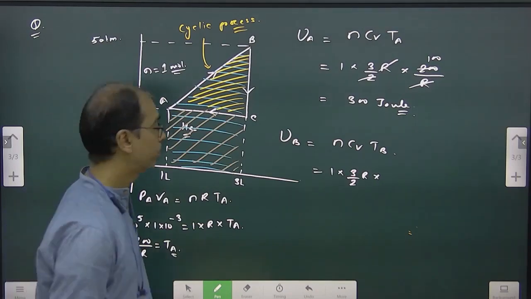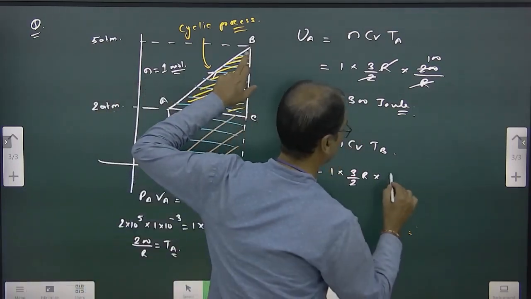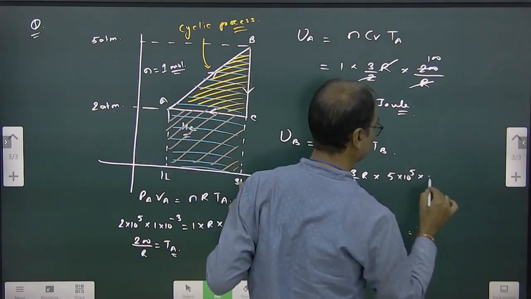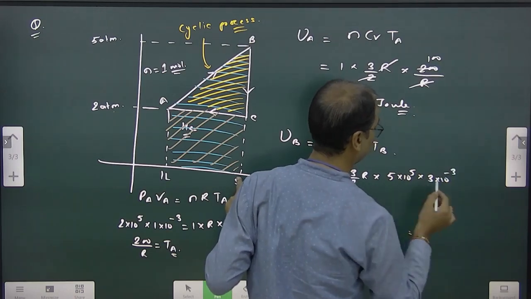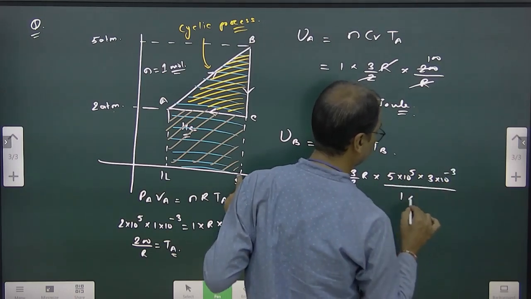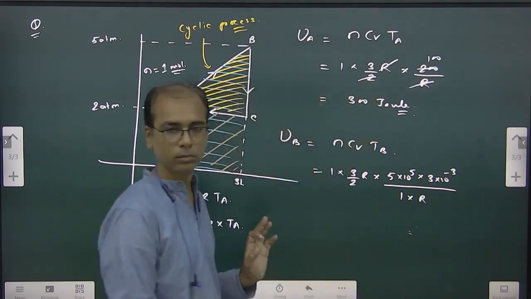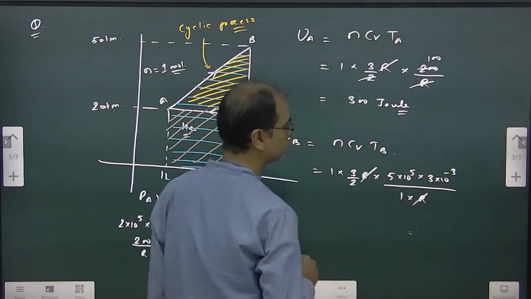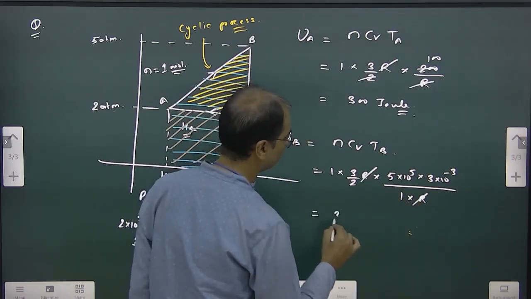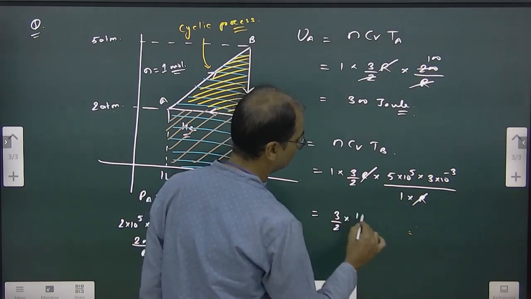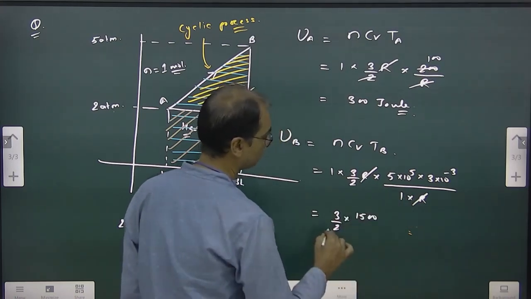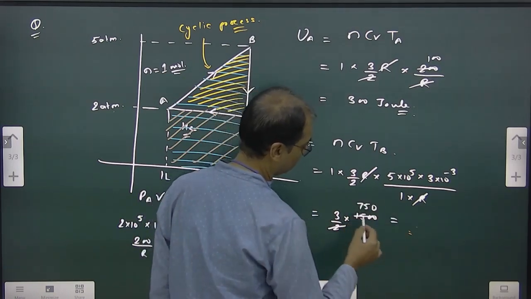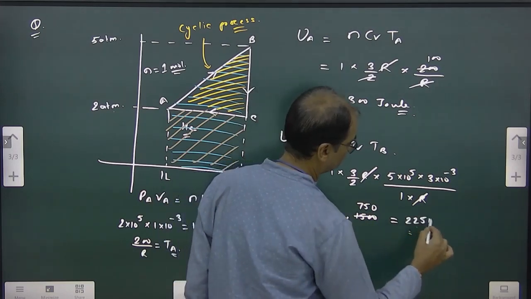PB by nR. So PB is what? Check PB, 5 atmospheric, 5 into 10 to the power 5. VB, 3 liter, 3 into 10 to the power minus 3. So PBVB by n is 1 to R. Right? R and R cancelled. Okay, now what we have? This is 3 by 2, and here we have 1500. Okay, so this is 750. 750 into 3, I think this will be 2250 joule.